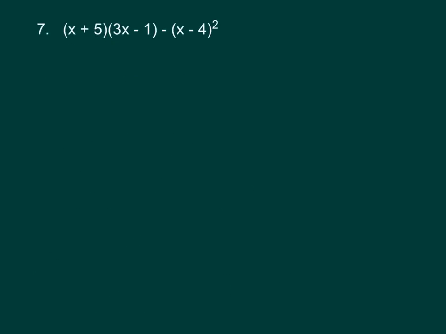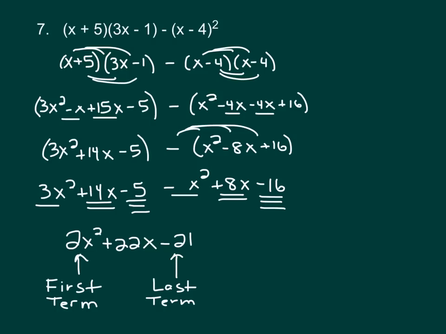Okay, now number 7 wants us to find the first term and the last term if this were written in standard form. So the long way would be to actually do the whole problem out, which I'm going to do right now. So what you can see is, I took the x minus 4, and because it was squared, I just wrote it out twice. I double distributed here, combined my like terms. Then I had to distribute the negative to each of these, and then combine my like terms again to finally get the first term to be 2x squared, and the last term to be negative 21.